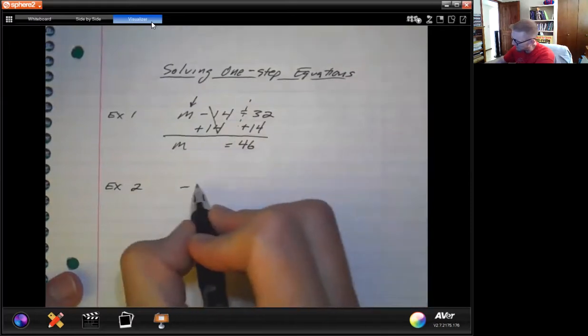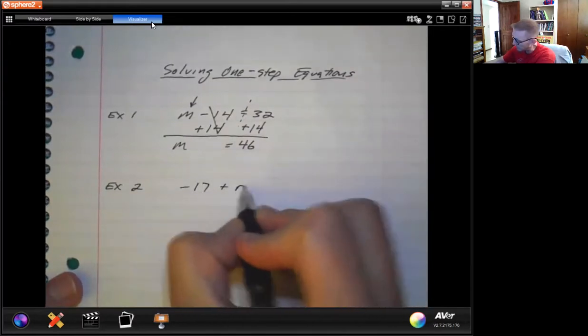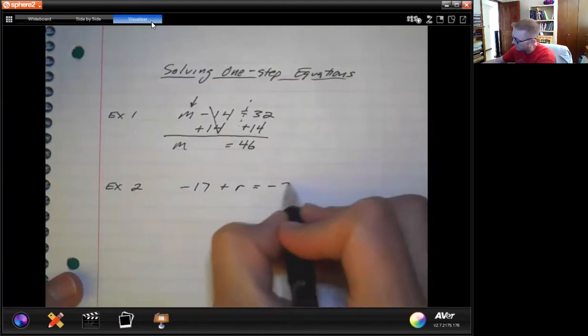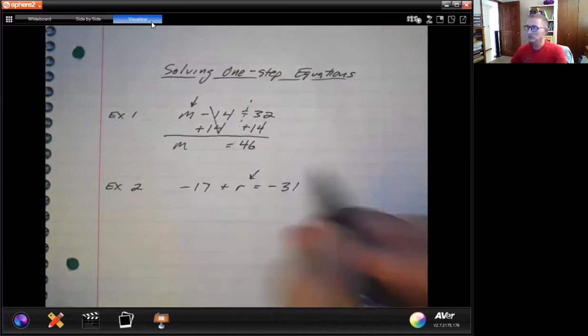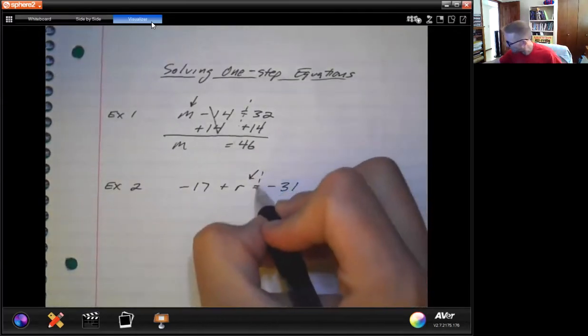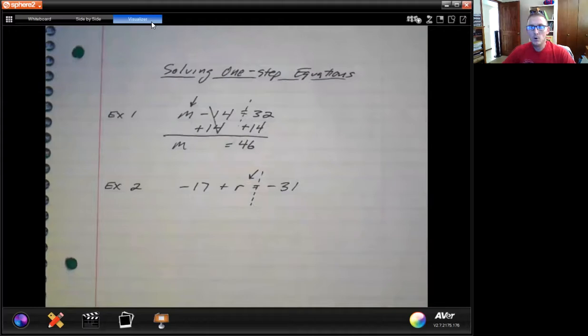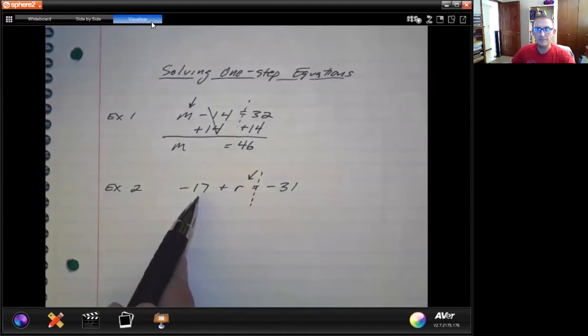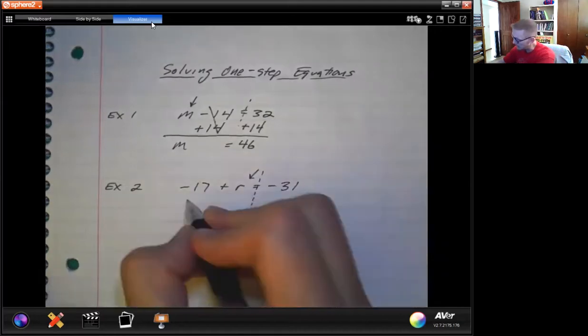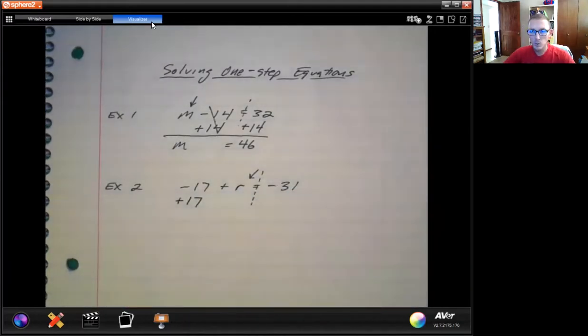Let's make this negative 17 plus the letter r equals negative 31. So again, I need to locate my variable. I've now moved it over here. And I'm going to create my little barrier down the middle. In order to get r alone, you have to ask yourself, what number do I need to get rid of? For this example, I have to get rid of the negative 17. Well, I have to do the opposite of negative 17, and the opposite of negative 17 is positive 17. So I'm going to put a positive 17 right underneath it. The negative 17 and positive 17 cancel out.